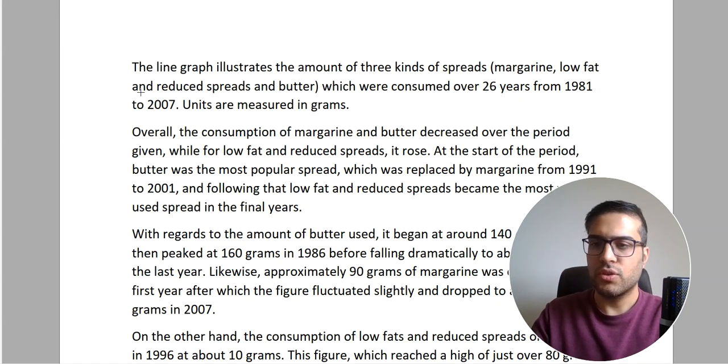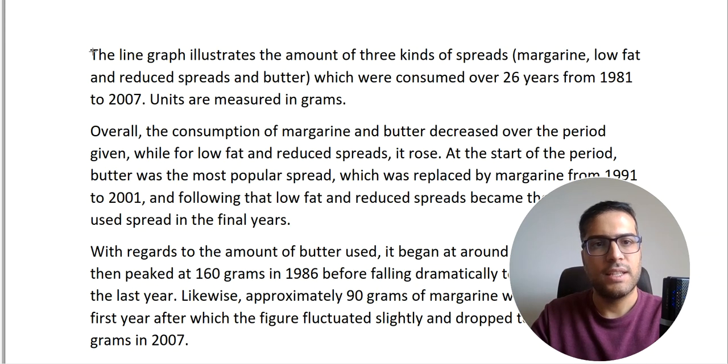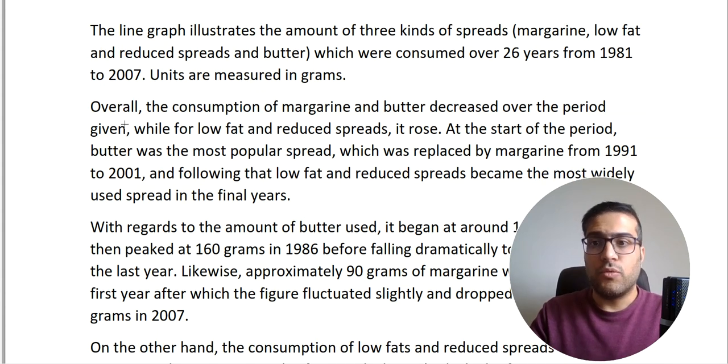So in the introduction, we are expected to paraphrase the question. It said that the line graph illustrates the amount of three kinds of spread: margarine, low fat and reduced spreads, and butter, which were consumed over 26 years from 1981 to 2007. Units are measured in grams. So it's well written, it's paraphrased the question. And let's move on to the overview.